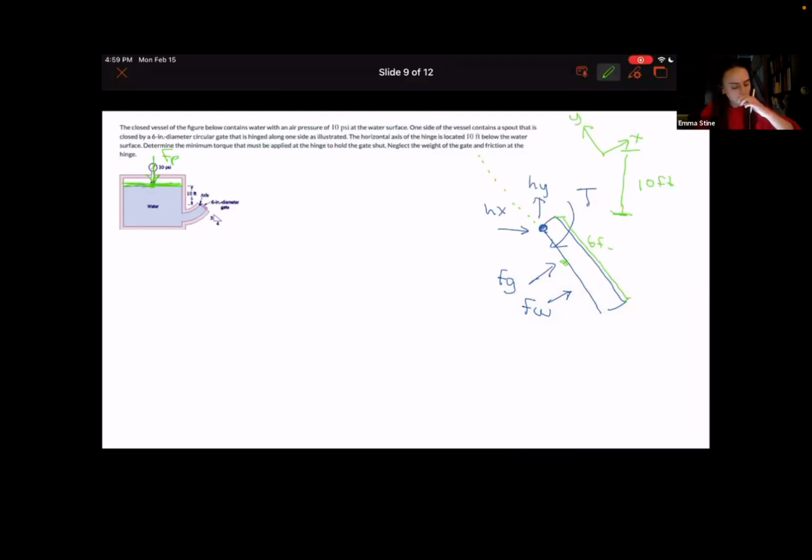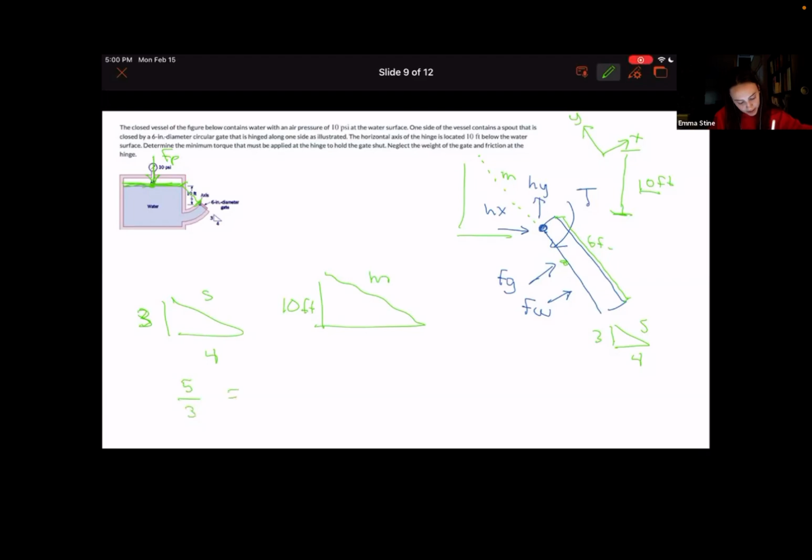This 10 feet, we actually care about this now. So what we also know about this is that it is a 3, 4, 5 triangle. So I can turn this 10 feet into this variable right here, which I'm going to call m, really easily. If I look at this, I have a 3, 5, 4 triangle. And basically this triangle right here is the same thing, it's just gotten bigger. So this is going to be 10 feet, and this is my variable m that I don't know. So 5 feet over 3 is going to equal the same thing as m over 10.